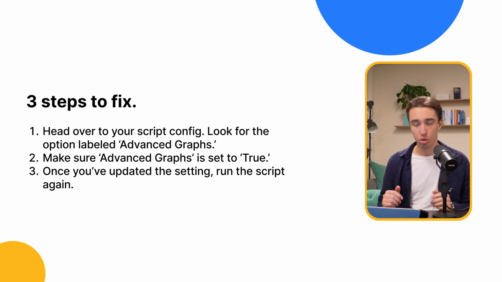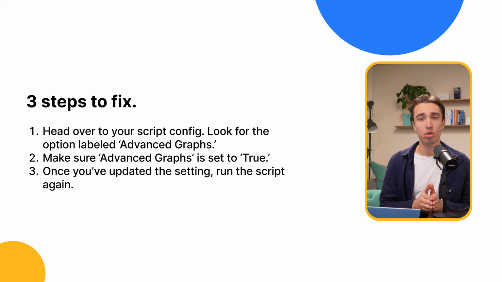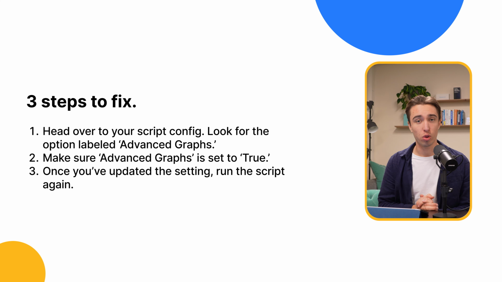First is head over to your script config. You can here enable advanced graphs and set it to true. Once you have done that, you need to run the script again and then it will populate the graphs. Keep in mind that setting the advanced graphs is a function that takes a lot of time to process, so it's only recommended to set it up up till 10,000 or 5,000 products. And then your script should be working with the graphs.